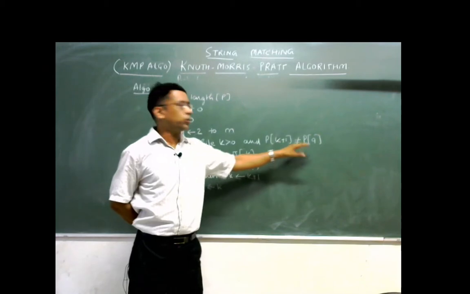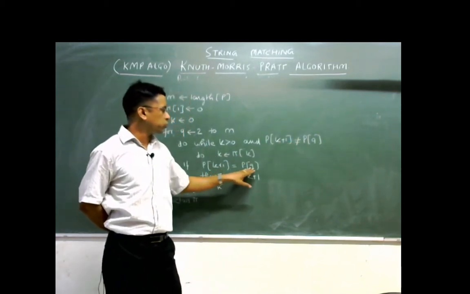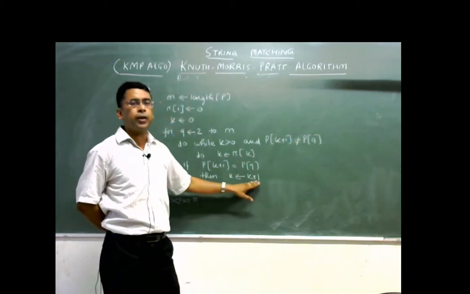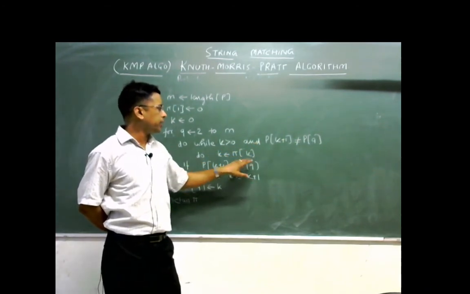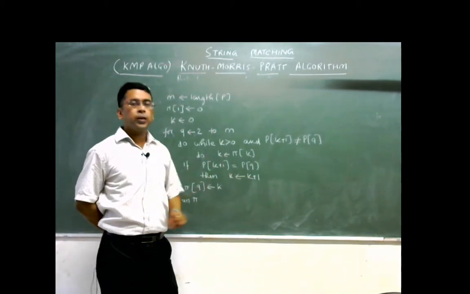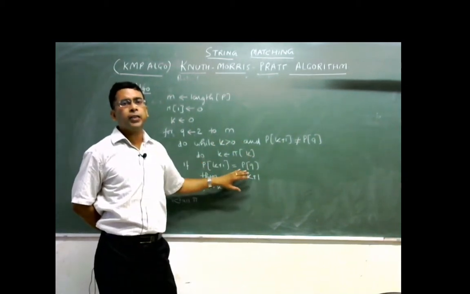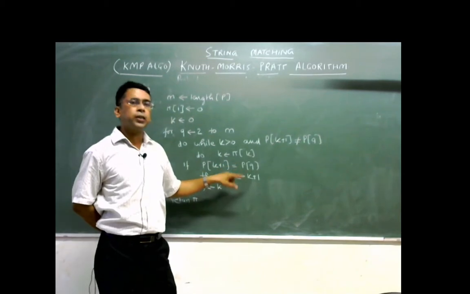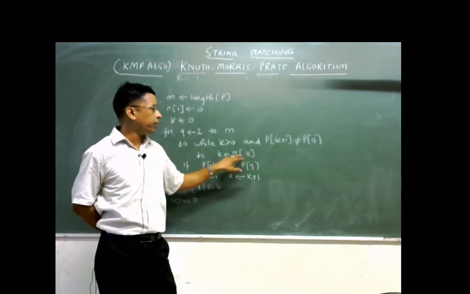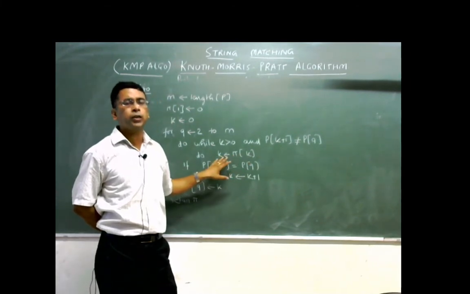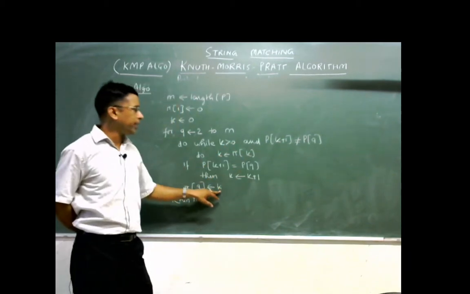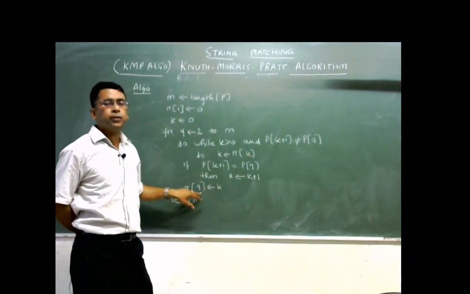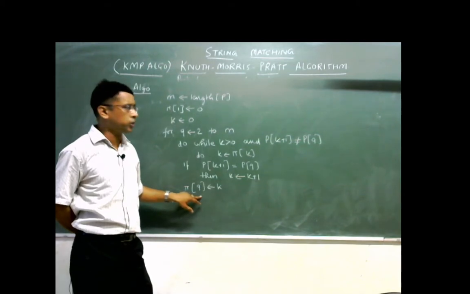If P k plus 1 is equal to P q, then we increase the value of k to k plus 1, and if it is not equal, then we assign the pi k value to k. It means in this we are updating the value of k. The k value is increased when there is a match, and k is assigned the prefix function value pi k if there is no match. After doing this, we assign that value of k to that position as the prefix function value.